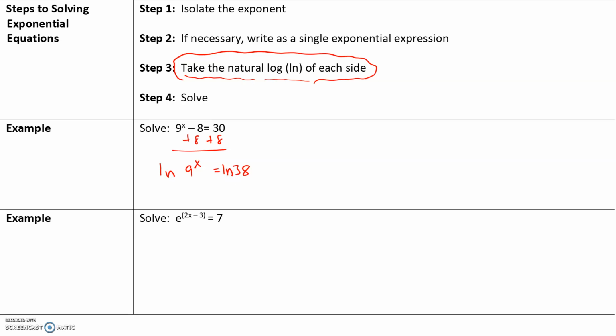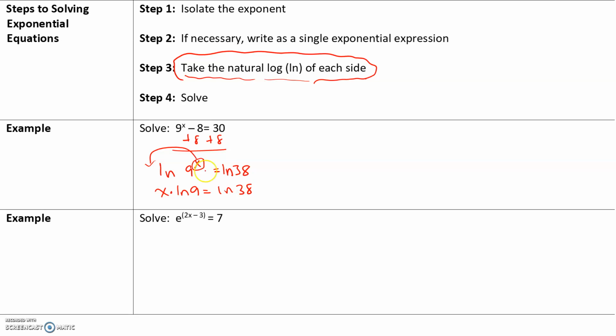Here's why we do this. When we take the log or natural log, the exponent is going to come to the front. And since we are solving for x, we want the x to not be an exponent, but rather to become a coefficient. So we bring this to the front. And now it becomes x times the natural log of 9 equals the natural log of 38.